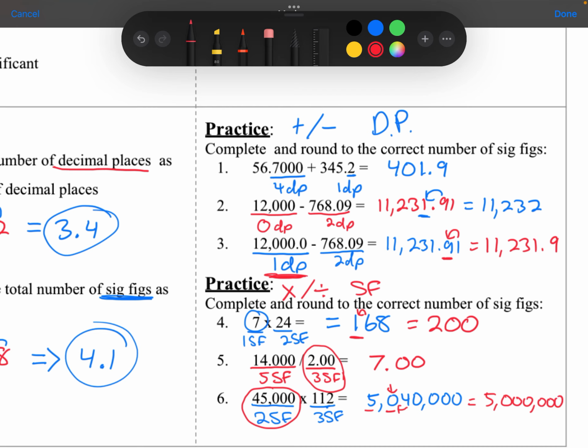Here's the thing though. 5 million does not have 2 significant figures, and my answer needed to have 2 significant figures, so that's a problem. The way to get around that is to write the number in scientific notation, because I can write the number 5 million as 5.0 times 10 to the 6th, and 5.0 times 10 to the 6th has 2 significant figures in it, just like I need for my question. So we can use that to get around weird rounding stuff with sig figs.